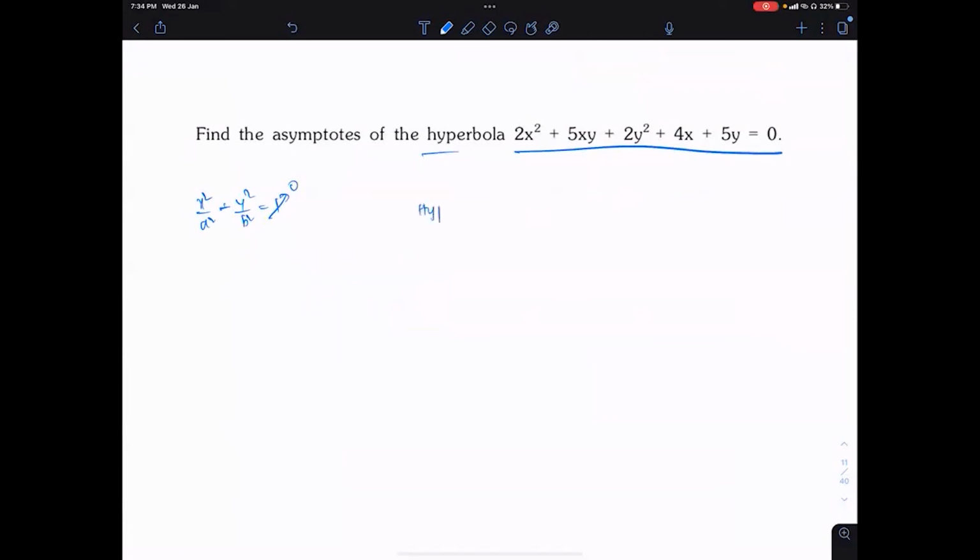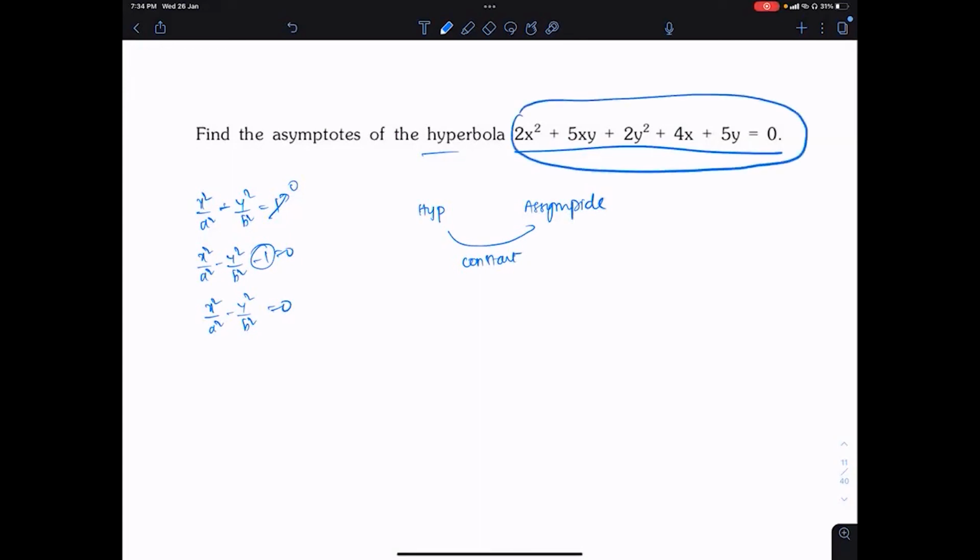The hyperbola equation and the asymptote equation differ by a constant, that's all. You see here, the hyperbola equation is x square by a square minus y square by b square minus 1 equal to 0. What will be the asymptotes? x square by a square minus y square by b square equal to 0. What is the difference? Just the constant, no? So if they have given the hyperbola equation, that means the asymptote equation is going to be almost the same, 5xy plus 2y square plus 4x plus 5y, but the only thing is you have to write plus c equal to 0.